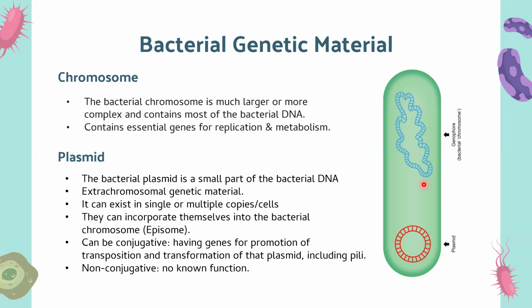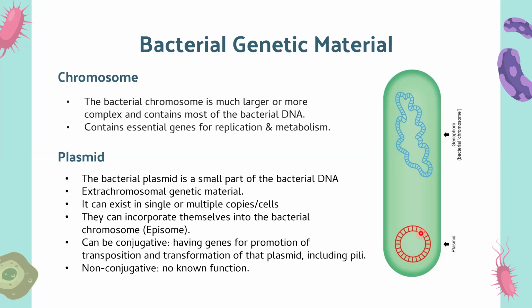The other component of bacterial DNA or genetic material is the plasmid. The bacterial plasmid is a smaller part of bacterial DNA. It is extrachromosomal. It is not within this chromosome, and it exists in a single or multiple copy per cell. Okay? A plasmid is not exclusive and it is not permanent. What I mean by that is that it can very often incorporate itself into the chromosome, redistribute its genes, and then pop back out again as its own plasmid.